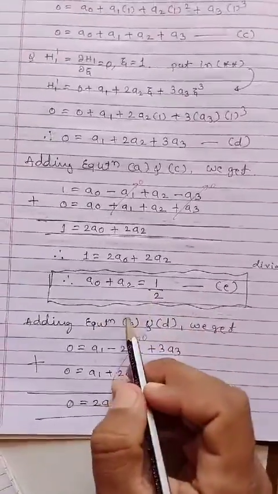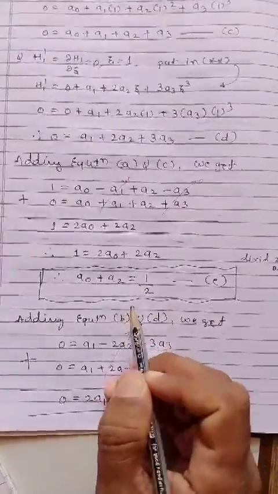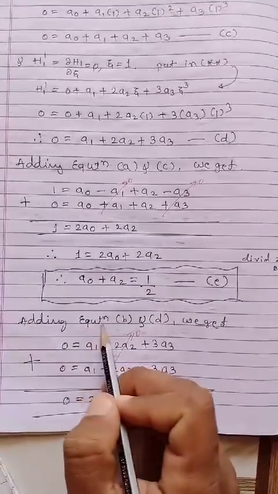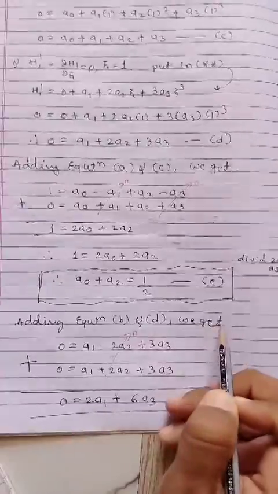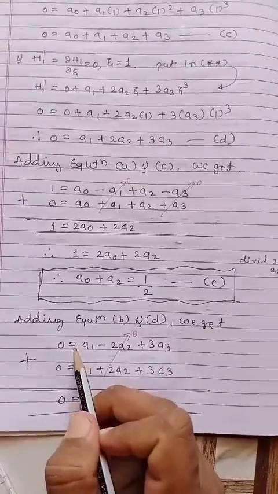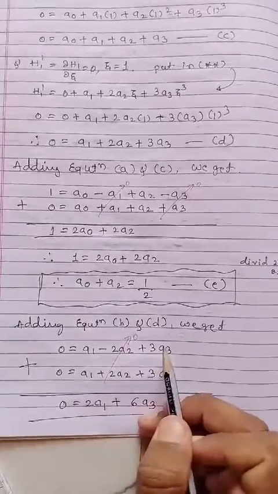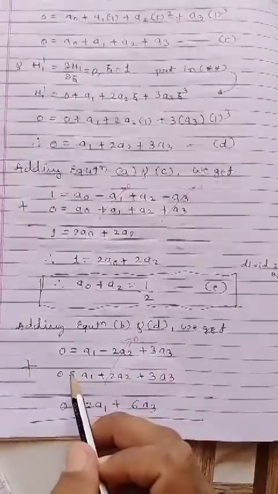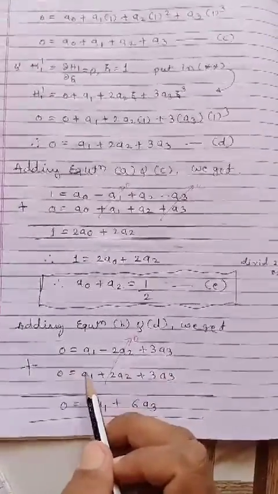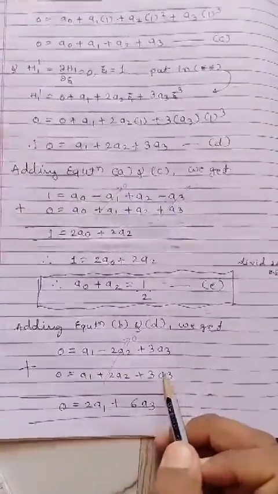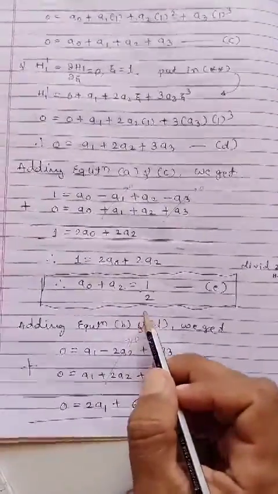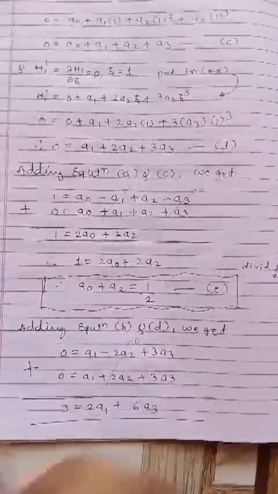Now add equations B and D. As already told, we got a total of 4 equations. In the first case I added equations A and C, and in the second case add equations B and D. Equation B gives 0 equals a1 minus 2a2 plus 3a3. Equation D gives 0 equals a1 plus 2a2 plus 3a3. So again minus 2a2 plus 2a2 gets cancelled.